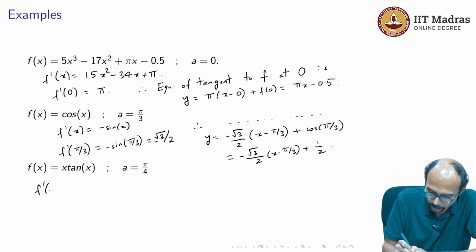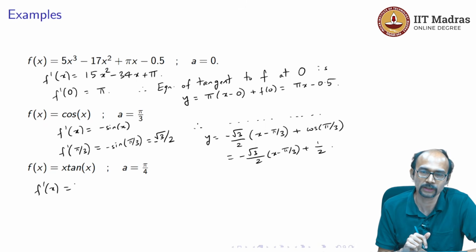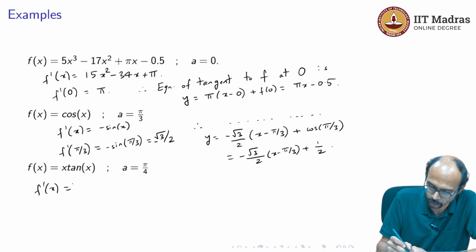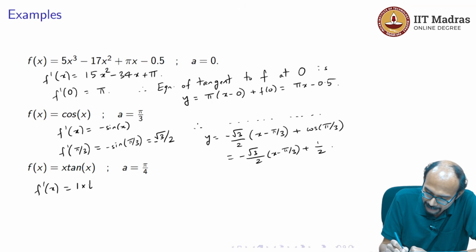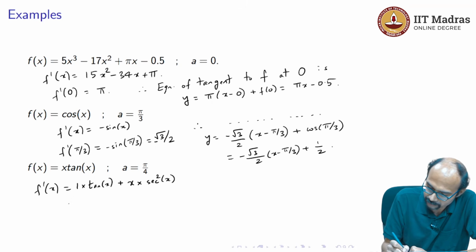So, here let us find out f prime x. But what is f prime x here? This looks like a complicated function. But last time we have studied the product rule for functions, right. So, if it is a product of two functions for which we know how to find the derivative at a point, we can do it by the product rule. So, by the product rule, this is 1 times tangent of x plus x times derivative of tangent of x, which is secant squared x. So, this is tan x plus x secant squared of x.